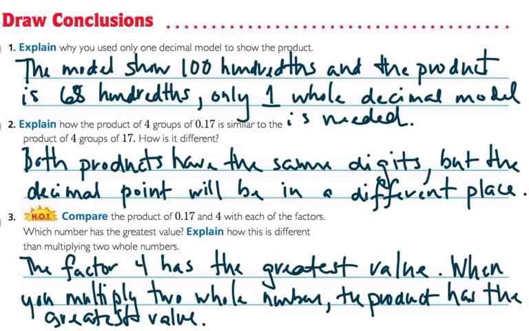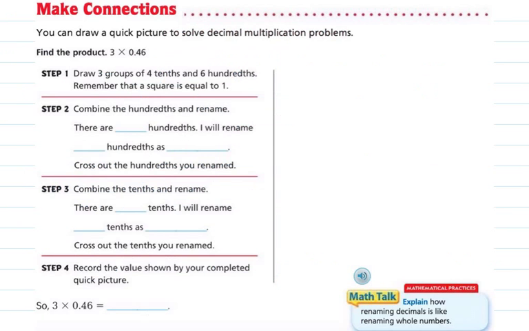So boys and girls, keep in mind you can pause the video at this time and finish completing your draw conclusion section if you need to. Now we're going to go on to make connections. It says you can draw a quick picture to solve the decimal multiplication problems. So here we have our problem. It says find the product of 3 and 46 hundredths. So step 1 is to draw 3 groups of 4 tenths and 6 hundredths, because we have 4 tenths and 6 hundredths, and we're going to make 3 groups. And it says, remember, a square is equal to 1.